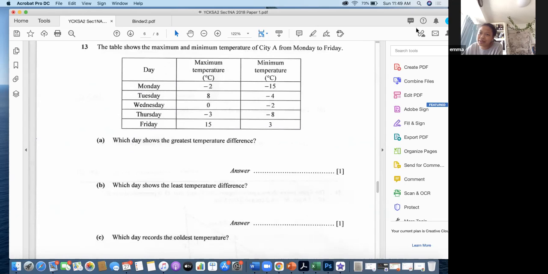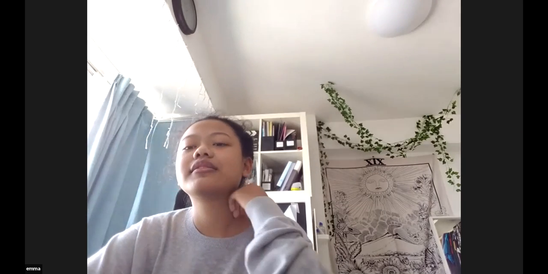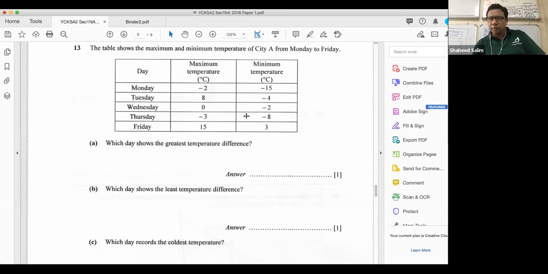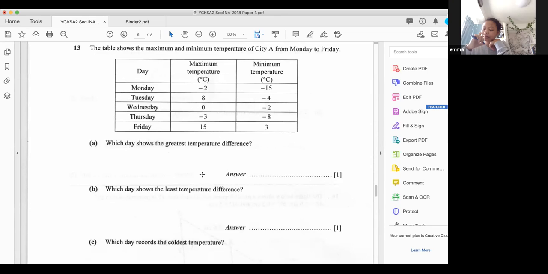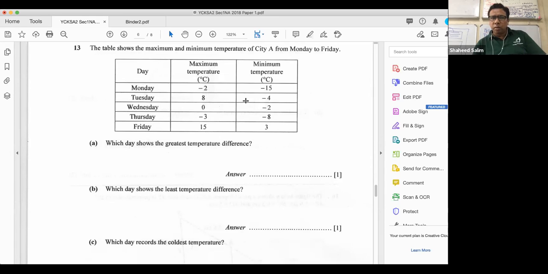Which one am I supposed to look at? Oh, you muted yourself. All right, let me. Can you see the screen? Yeah. Question 13. No, but am I supposed to look at maximum or minimum? All of them. You got to go.